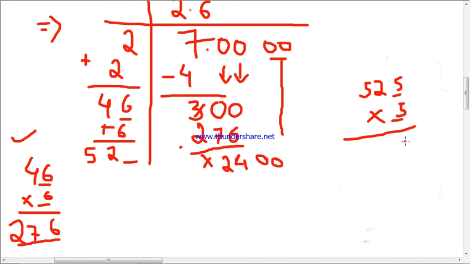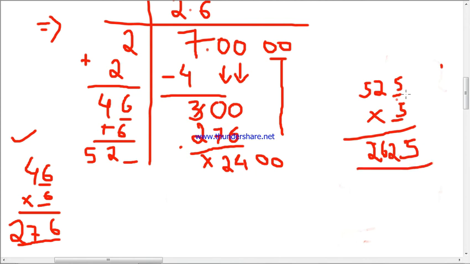5 into 5 is equals to 25. Carry over 2. 5 into 2 is equals to 10. 10 plus 2 is equals to 12. Carry over 1. 5 into 5 is 25. 25 plus 1 is 26. 2625. Oh, I'm very sorry, 2400 we want, and we are getting 2625. So it's a very big number, so we cannot take this.